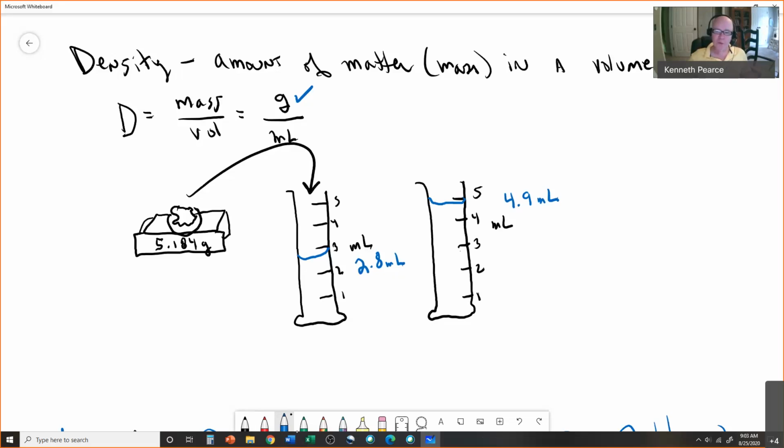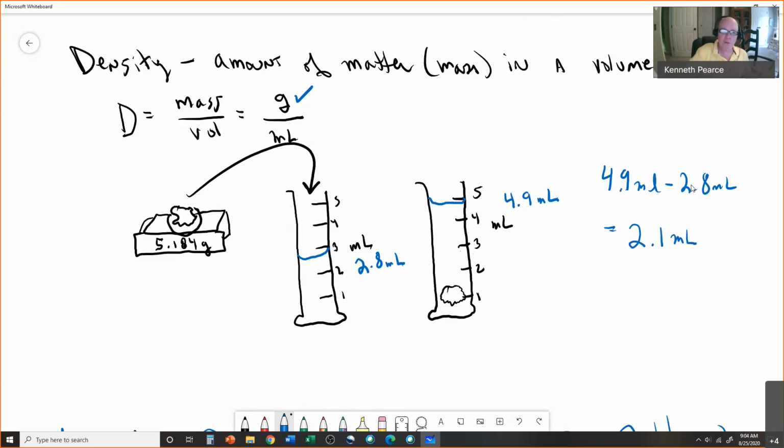So what's the volume? Well, the volume of the object is the difference between what you started with for the water level and what you ended up with. There's my object that I threw in, and the water level went up. I'll tell you right now, the volume of the object is not 4.9 milliliters. That's the object plus the water. So how would you find it? You would go 4.9 minus 2.8. The volume of the object is 4.9 milliliters minus 2.8 milliliters, and I can do the math in my head this morning, so that would be 2.1 milliliters.